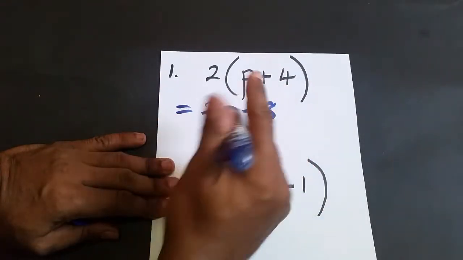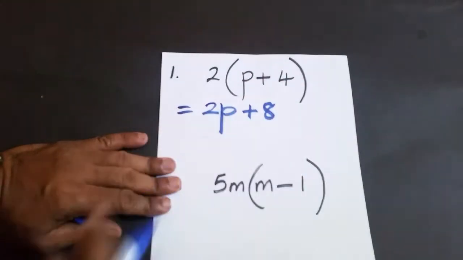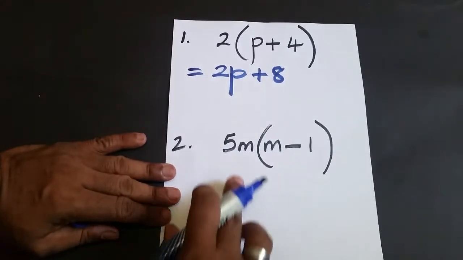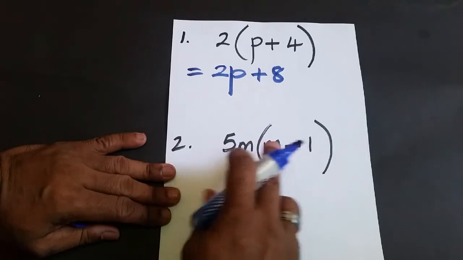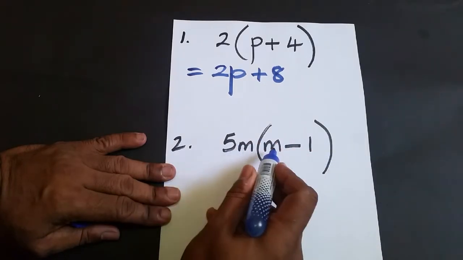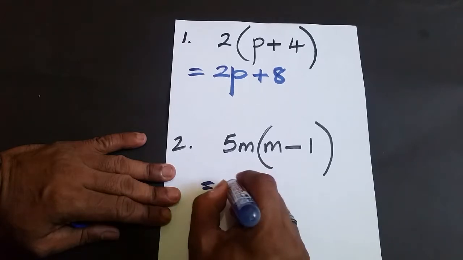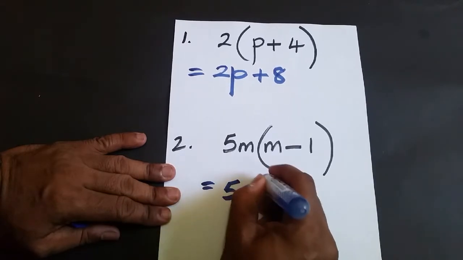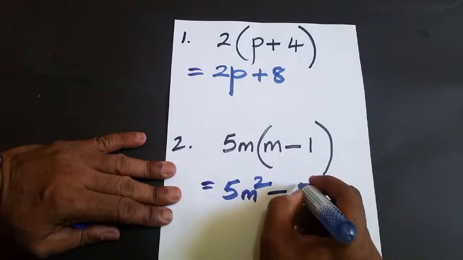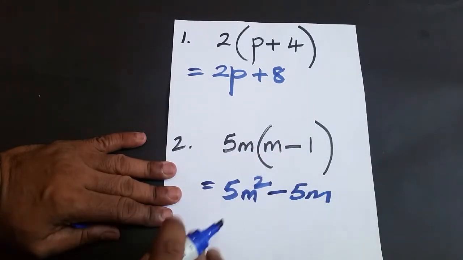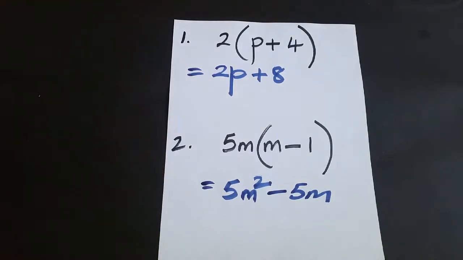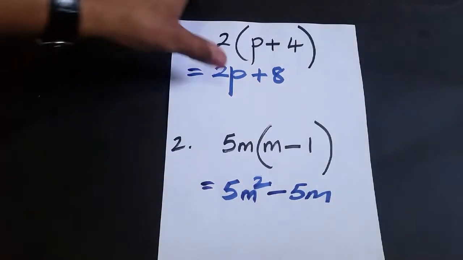Now, there are no like terms present, so we can go and simplify because it's already simplified. So we stop right there. This one, positive 5m, and a negative 1 here. So positive 5m times m gives us positive 5m squared. And positive 5m times negative 1 gives us negative 5m. Again, these are unlike terms. You cannot simplify, so we have to end it right there.